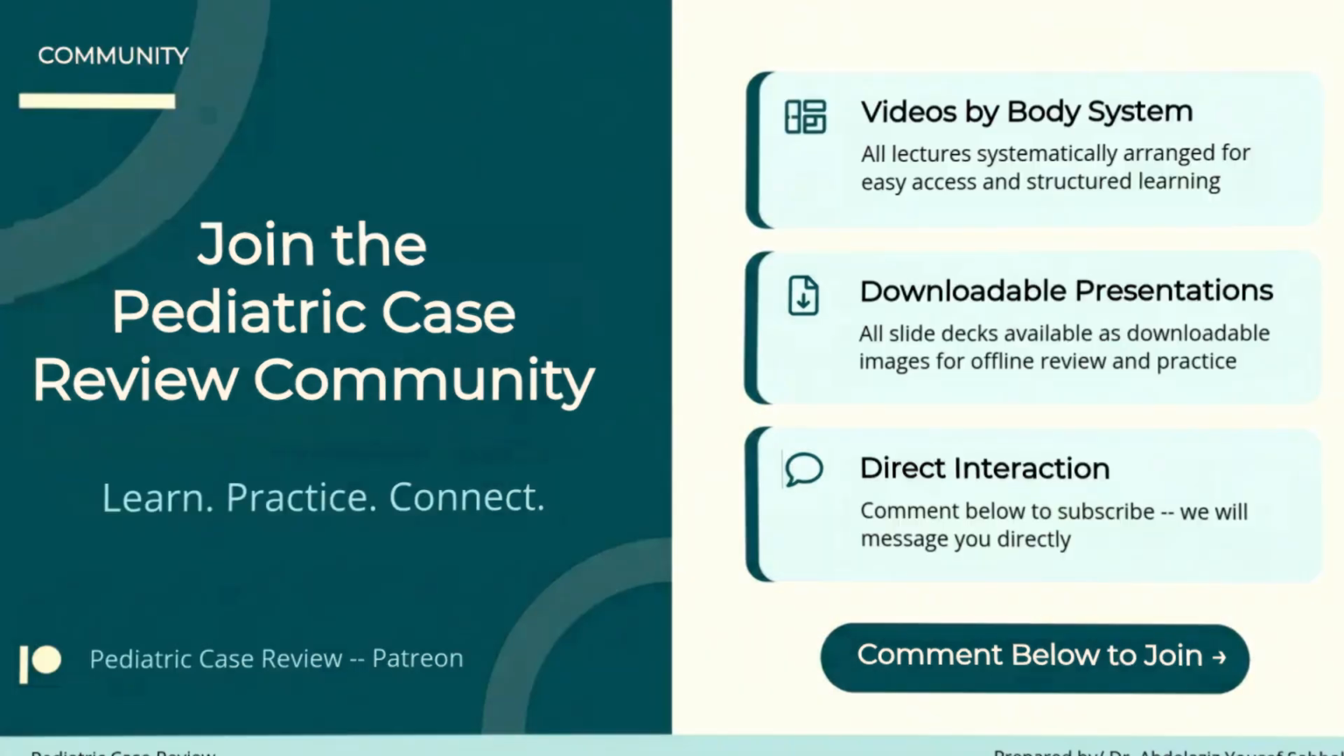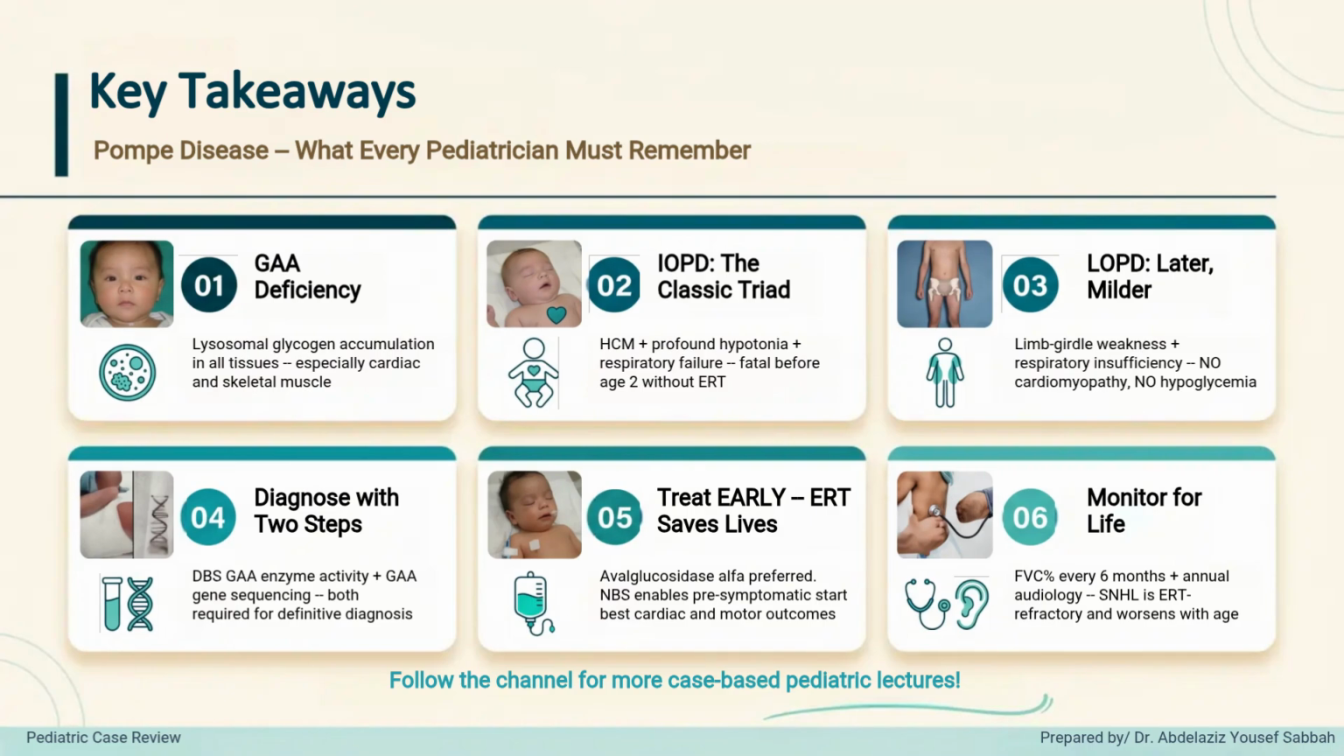Let us bring it all together with the key takeaways every pediatrician should remember about Pompe disease. 1. The underlying defect is acid alpha-glucosidase deficiency, causing lysosomal glycogen accumulation in all tissues, especially cardiac and skeletal muscle. 2. Infantile onset disease shows the classic triad of hypertrophic cardiomyopathy, profound hypotonia, and respiratory failure, and is fatal before age 2 without enzyme replacement therapy.